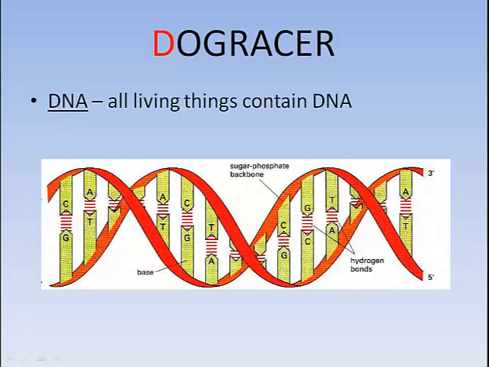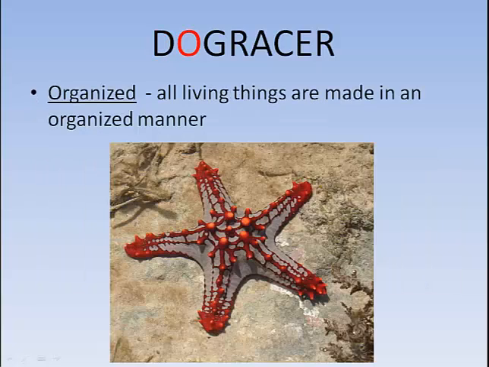Alright, so let's go through our DOGRACER acronym. The D in DOGRACER stands for DNA. All living things contain DNA. O is for organized. All living things are made in an organized manner. Whether they're a single cell or they're a multi-celled animal like the starfish, all living things have an organized makeup.